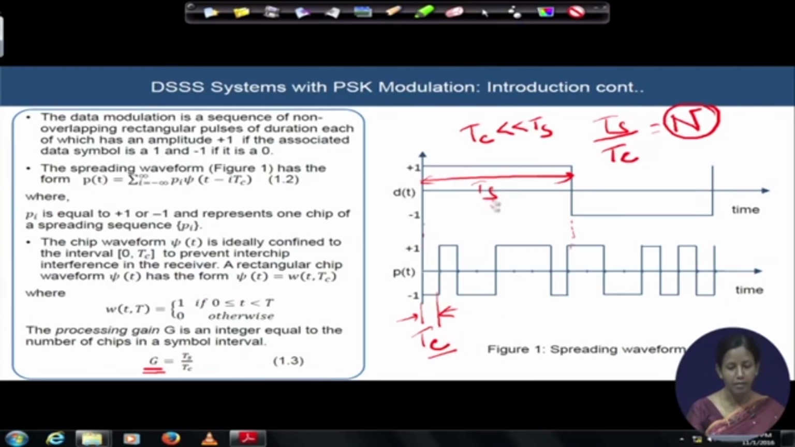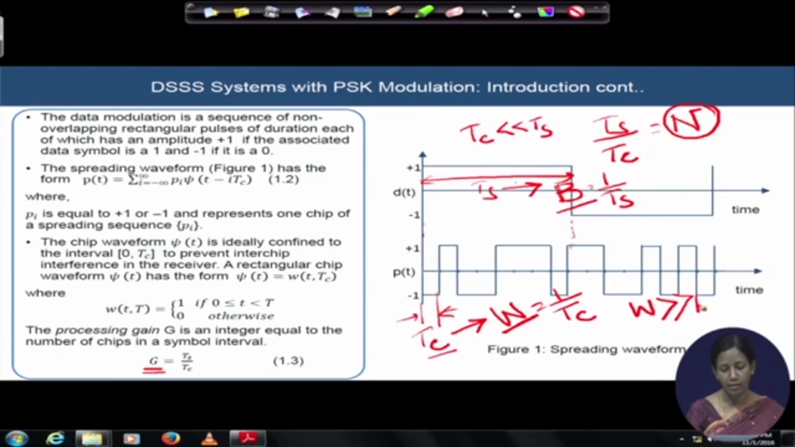As Tc is much less than Ts, if I consider that the corresponding bandwidth of Tc is given by W, and the bandwidth of the data modulation corresponding to Ts is given by B, definitely B is equal to 1 by Ts and W is equal to 1 by Tc. Then I can easily see that after multiplication, when I end up with Tc, I will be governed by the bandwidth W, hence the spread spectrum signal bandwidth becomes W. Earlier the signal bandwidth was B, whereas as Tc is much less than Ts, obviously W will be much greater than B.